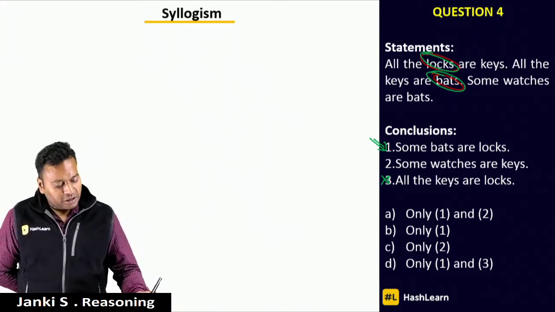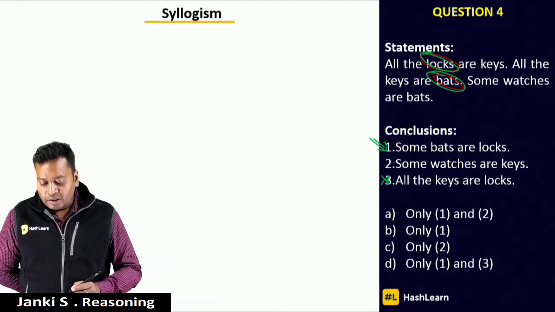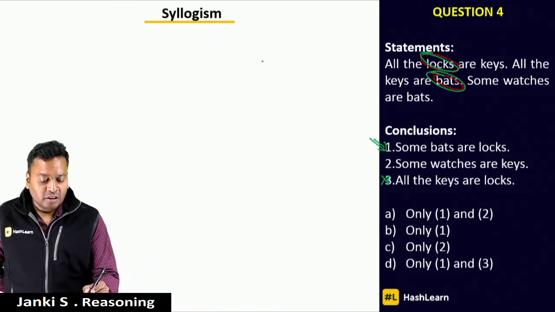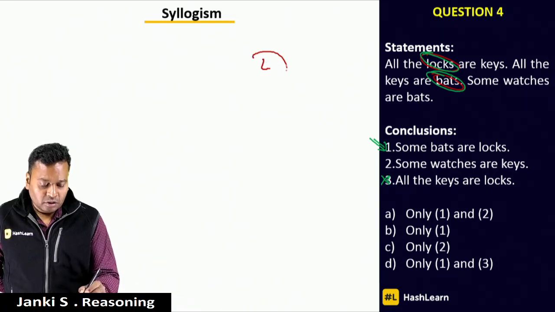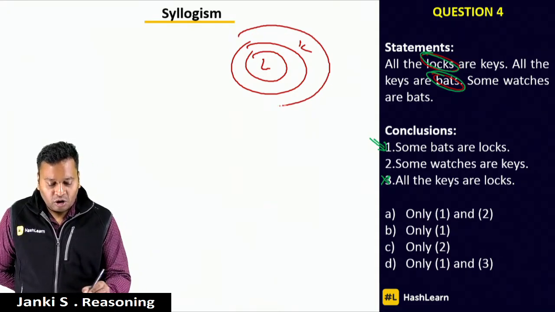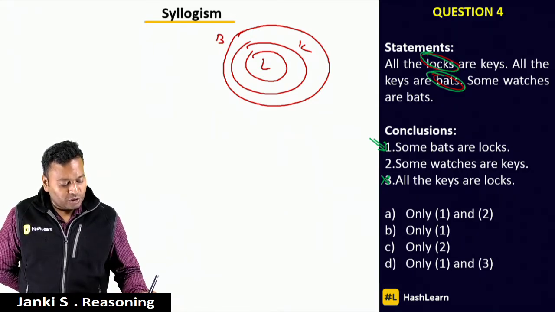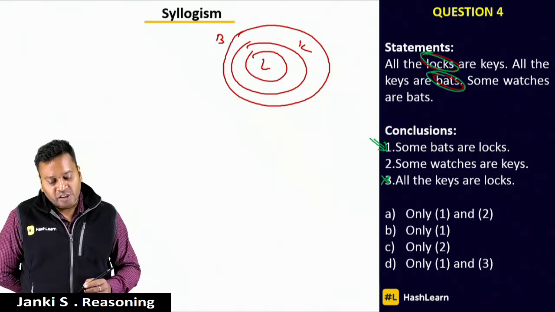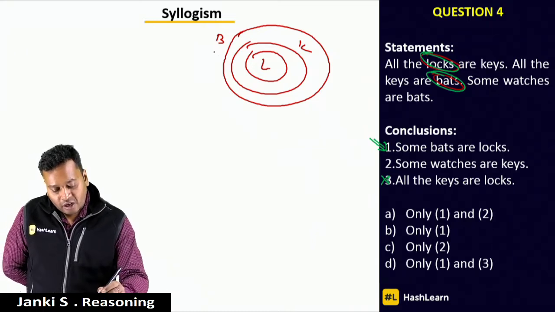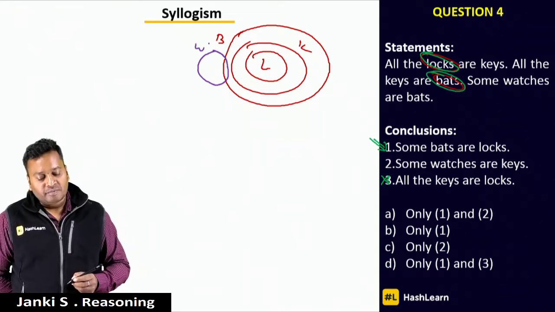So let's represent these in terms of a diagram for the time being. First one is that all locks are keys, so all locks are keys is my format. All keys are bats. And then the next one given here is some watches are bats. I'll draw this in this format.